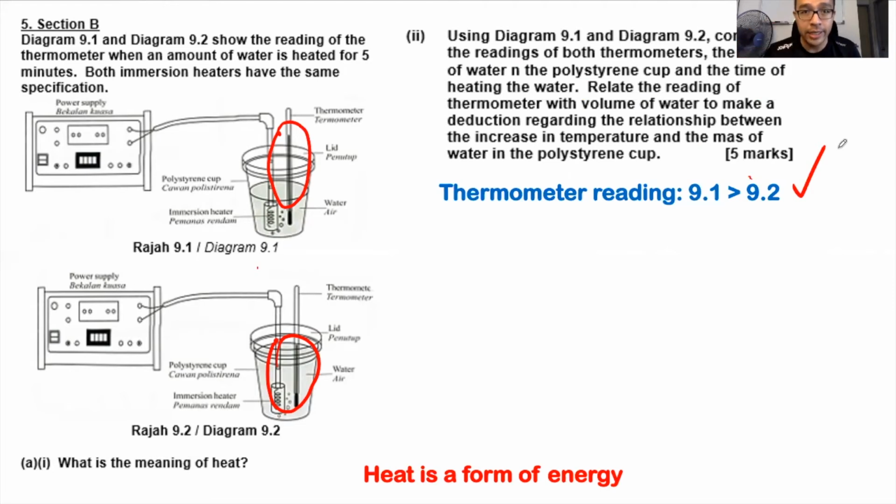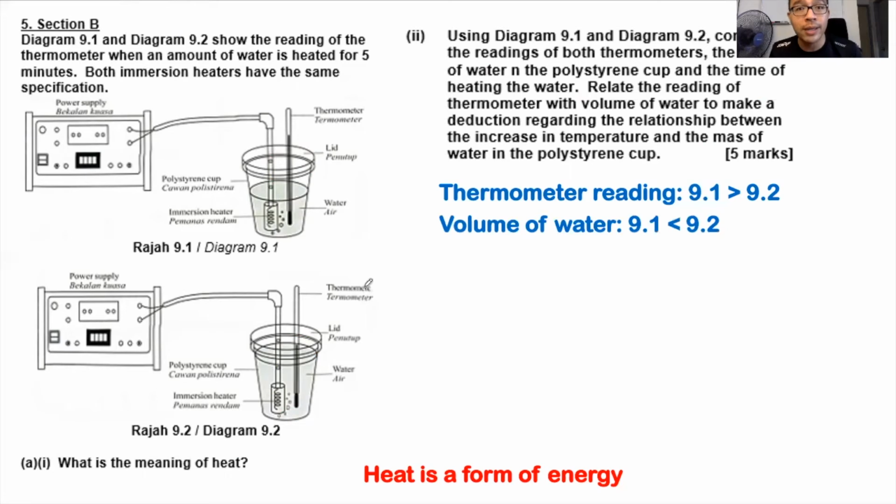Secondly, compare the volume of the water. Take a look at this, people. The only way you can compare this wrongly is if you are really blind and cannot see that there's more water in here than here. So this is a really no-brainer. If you have eyes, you can see, and what you see makes sense to you. Definitely the volume of the water in 9.1 is less than the volume of the water in 9.2.